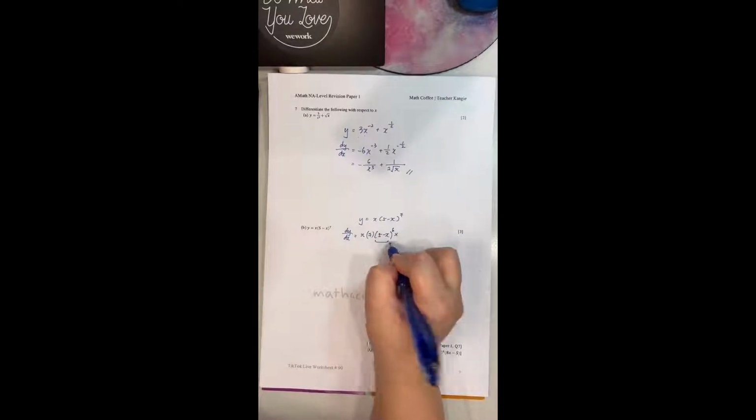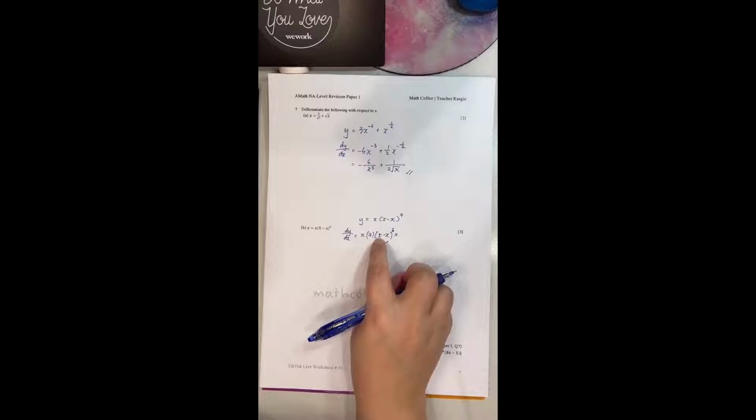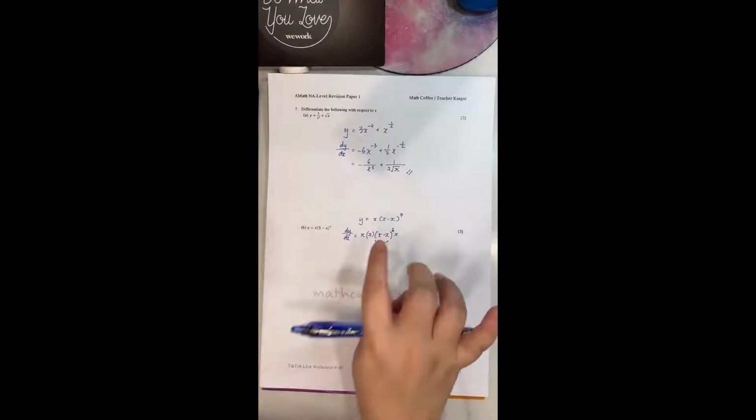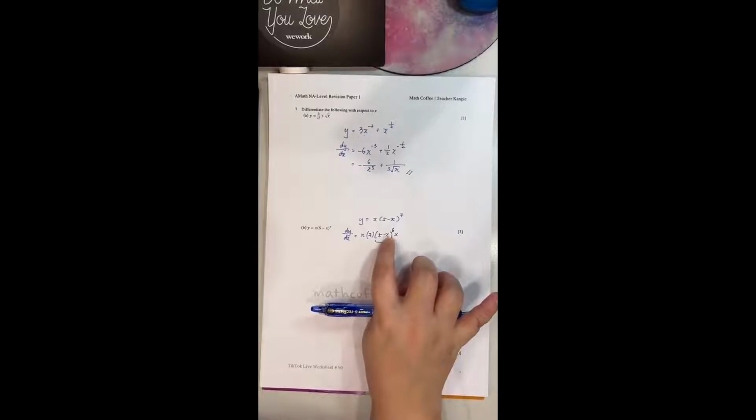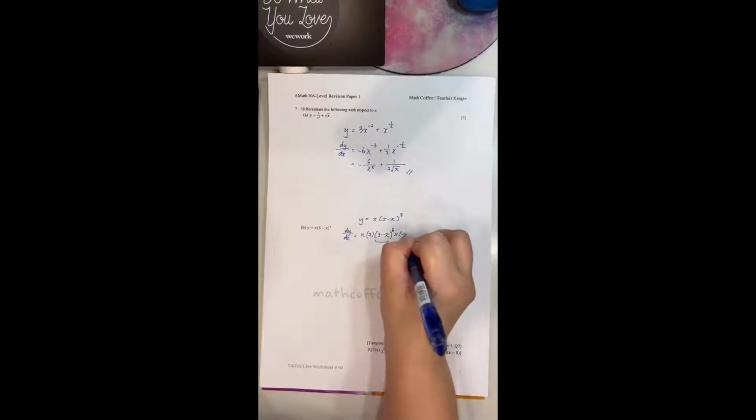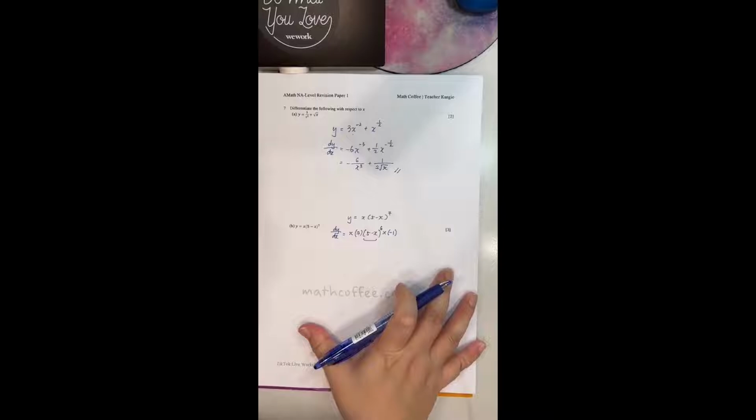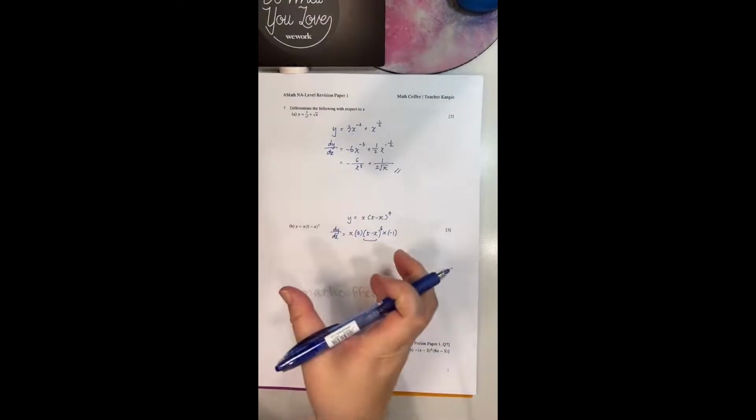Multiply by differentiate the inside. Differentiate 5, it is a constant, so it disappears and is 0. Differentiate minus x gives me minus 1, so I have to multiply with negative 1. We are not done yet. This is only one side.